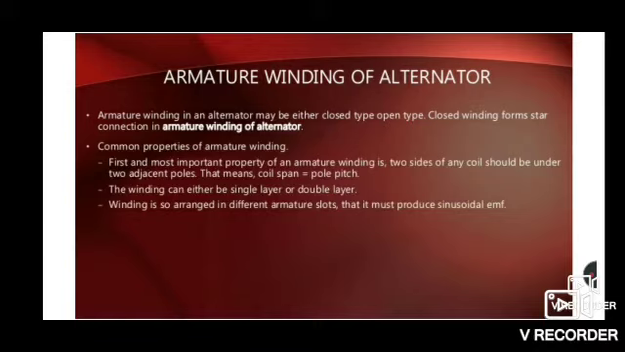Common properties of armature winding. First and most important property of an armature winding is that two sides of any coil should be under two adjacent poles. That means coil span equal to pole pitch. First property is coil span equal to pole pitch.